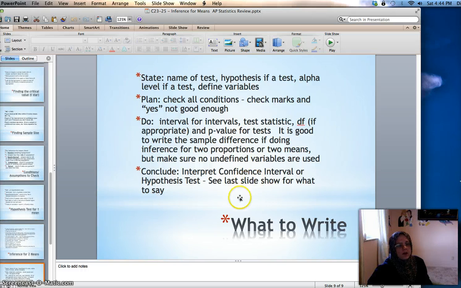In general, what do you need to write down whenever you do a hypothesis test? So we used the process state, plan, do, conclude. So start out by stating, name the test or name the interval.